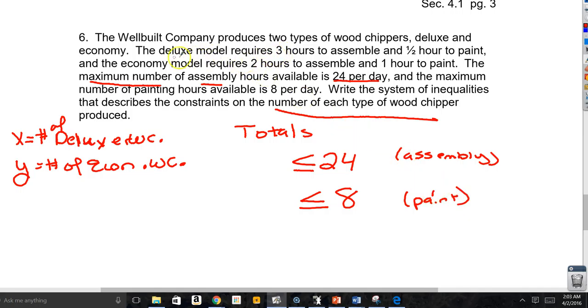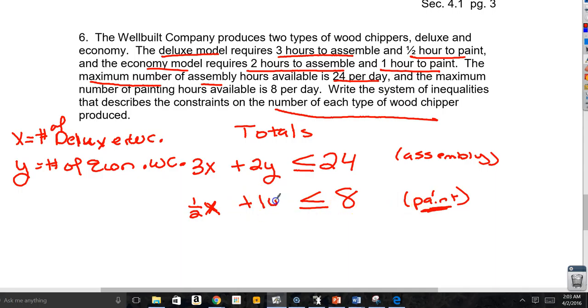So then it goes up here and says the deluxe model takes 3 hours to assemble. So that's 3 hours per deluxe model, so 3 times X. And a half hour to paint. So I've got to put that down here in my paint, and so that's 1/2 times the number of wood chippers, or X. And then we're going to add to that the economy models, and this takes 2 hours to assemble, so that's 2 times Y, and 1 hour to paint, so it has to go in paint, so 1 times Y.